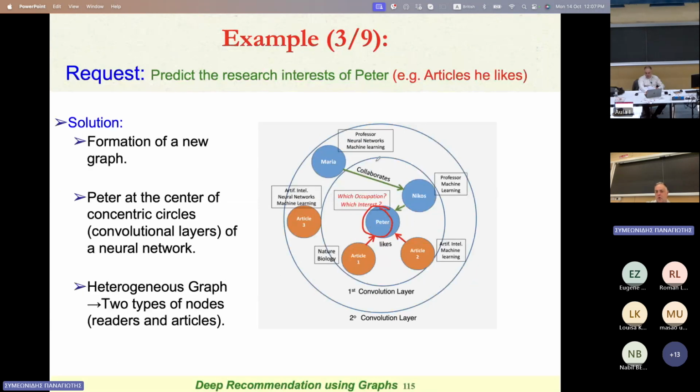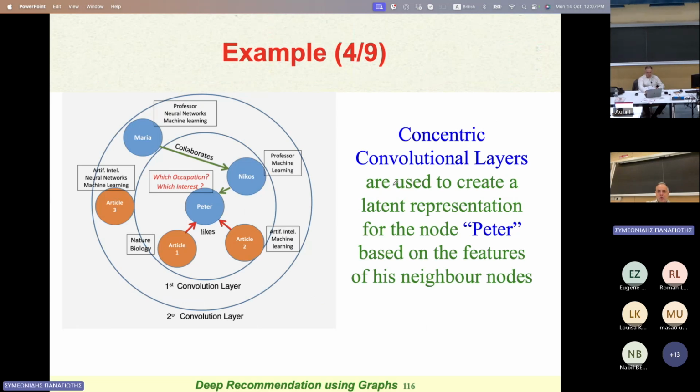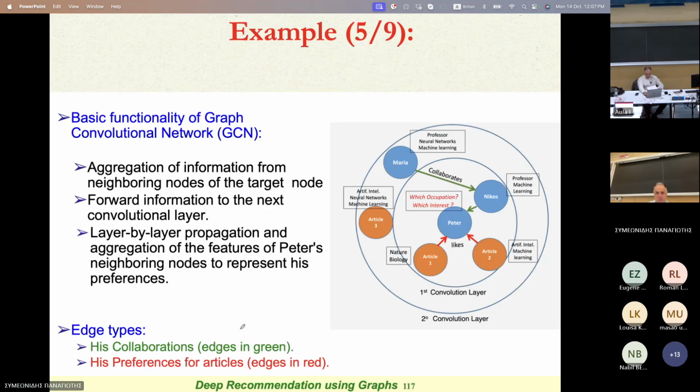And we can also infer his interest or occupation from the collaborations with other users like Maria, professors both. Okay. So we use these concentric convolution layers. We have the first convolution layer and the second convolution layer. And we want to implement a convolution network, a graph convolution network.